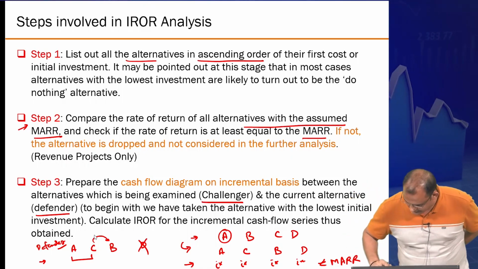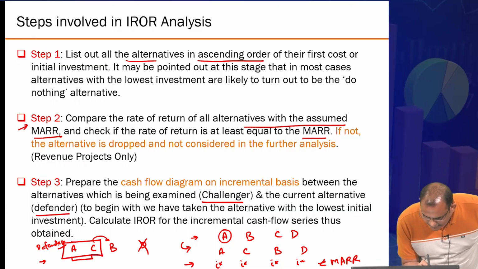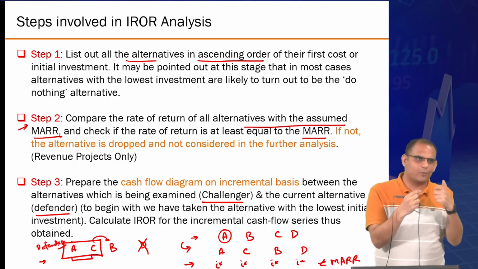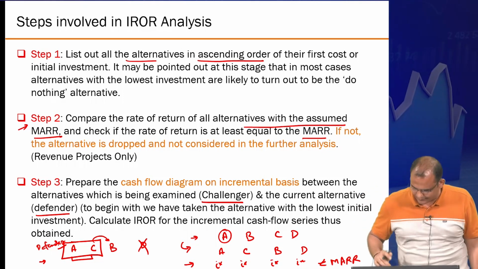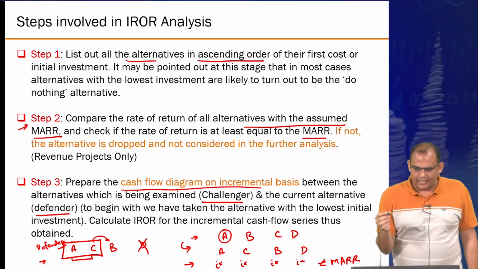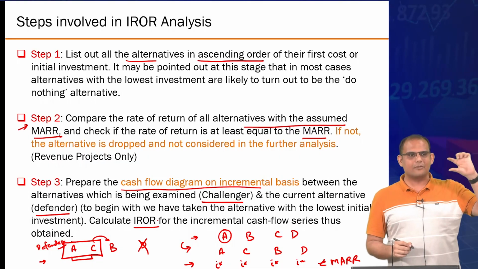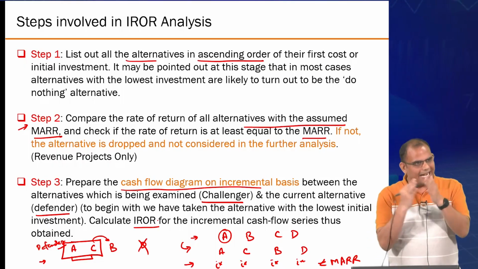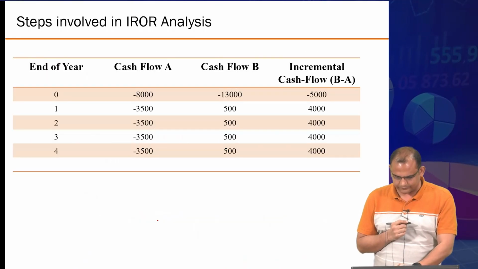All right. So now let me give you more details on what is happening when you are comparing an incremental cash flow. Suppose match 1 is between A and C. What are you exactly doing, right? You make a cash flow diagram on an incremental basis, and for that incremental cash flow series, you calculate the rate of return, which is basically the NPV of that incremental series equated to 0, to calculate the incremental rate of return.